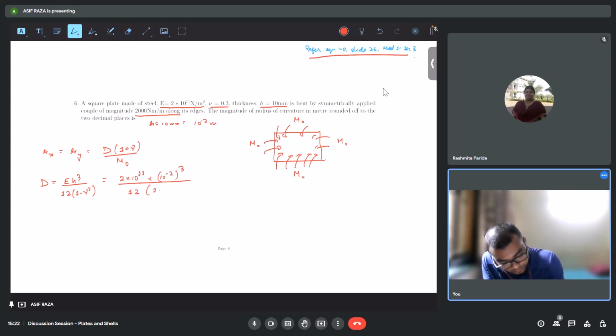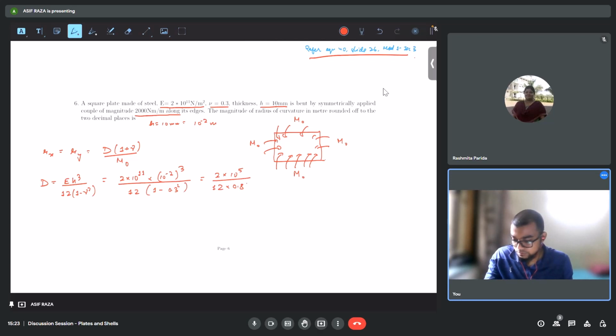Twelve into (1 minus 0.3) whole square. So this gives me 2 into 11 minus 6. This gives me 5. 12 into (1 minus 0.09), 0.81.